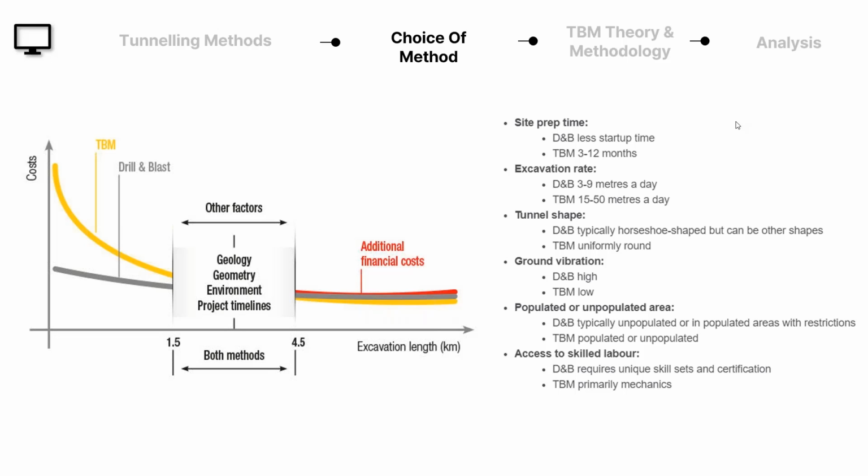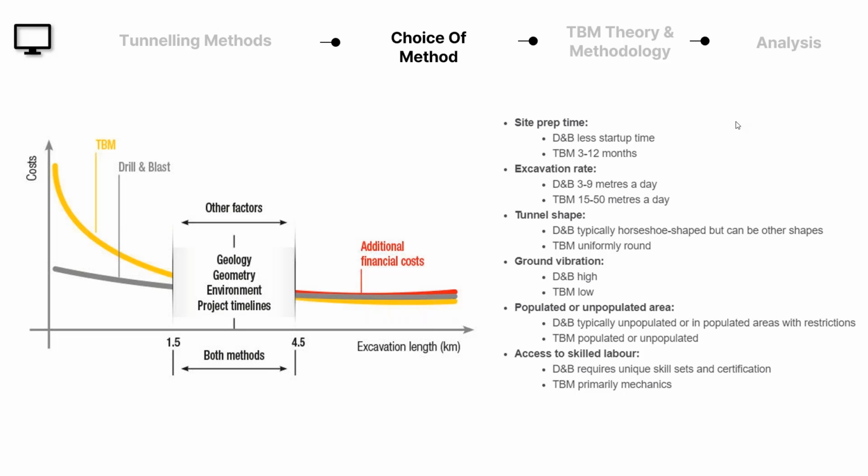Then second is excavation rate. Drill and blast is very much limited by how much mucking can be done, and also the quality of blast, the ventilation and other factors. And TBM, once it gets started, post 3 to 12 months of shaft sinking time or assembly time for the TBM, is actually a rapid paced action. It can go 15 to 50 meters in a day, or it can even be lesser. It can also be higher, especially in terms of double shield TBMs.